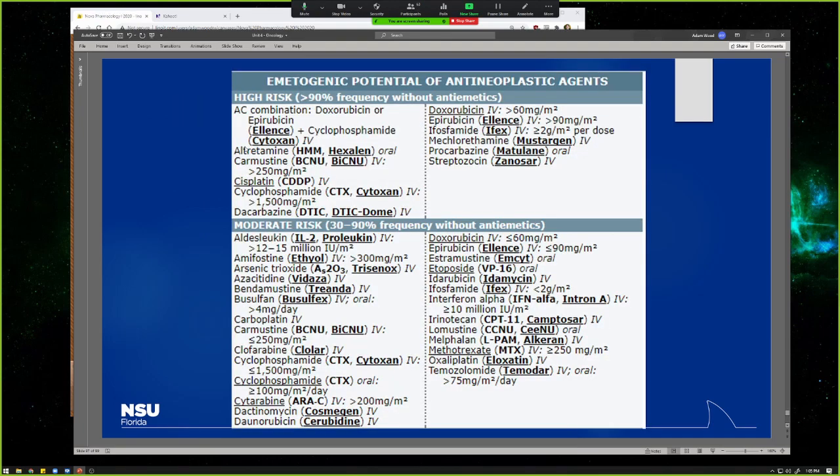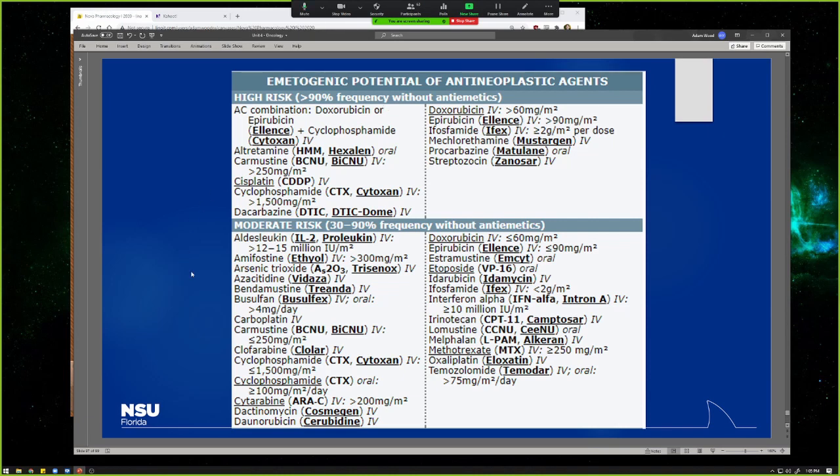Just to give you an idea of the emetogenic potential of some of these anti-neoplastic agents here. And again, I'm not going to quiz you specifically to say which one of these are highly emetogenic versus not. Just know they're all going to cause nausea and vomiting, but to varying degrees. So if I have a patient who's going to be getting something like cisplatin, that's a greater than 90% frequency of vomiting without antiemetics. That's almost guaranteed. That's very good odds they're going to throw up. Again, not great for the patient from their quality of life standpoint. And it can go down from there depending on the drug you're dealing with.